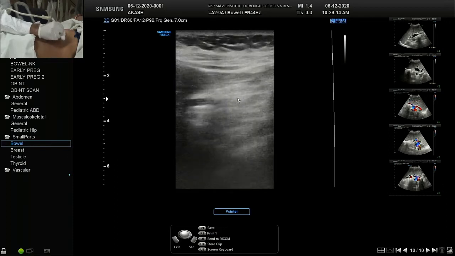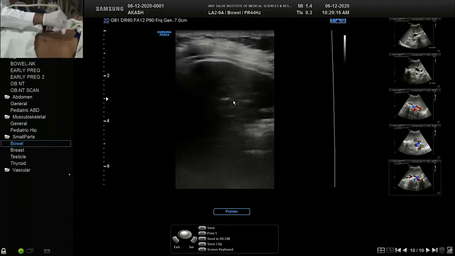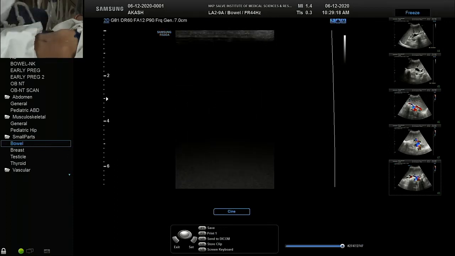So for us, the extrahepatic part is not important. It is important to identify it within the ligamentum teres and the direction of flow into it. And that is the diagnostic feature of portal hypertension.